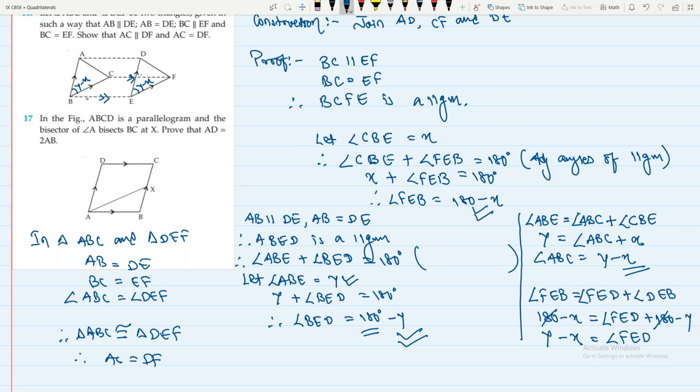परफेक्ट. एंड BE AD से पैरेलल है या नहीं है? Yes sir. क्यों? As ADEB is a parallelogram. इसलिए AD और BE पैरेलल है. जो हमें दिया है बेसिकली, जो हमने प्रूव किया है कि BCFE पैरेललोग्राम है और ABED पैरेललोग्राम है.